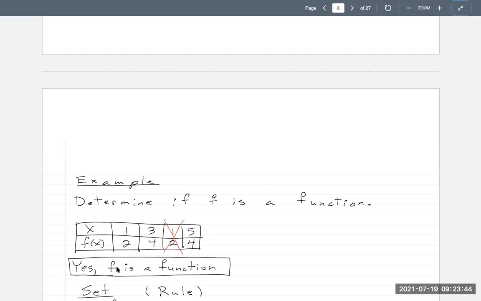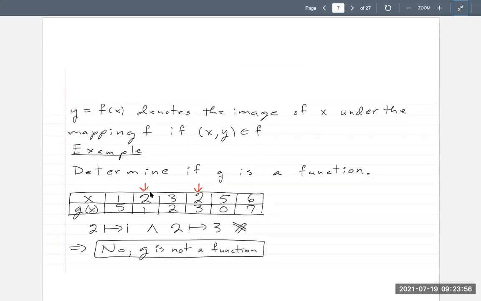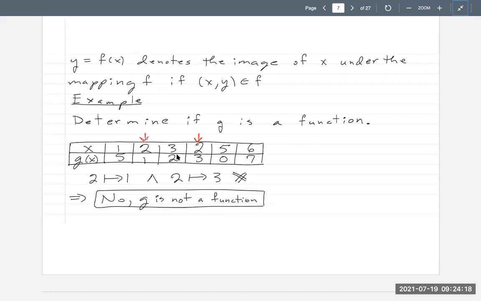So I have to modify the rule that I stated. If after eliminating all duplicates, all the x's are different, then this is a function. If the x's are repeated, then it's not a function. So if after you've eliminated all duplicates, you find that the first coordinates for two different ordered pairs are the same, then no, this is not a function.